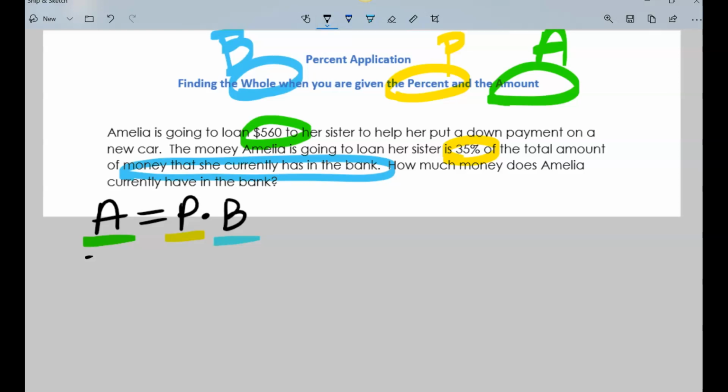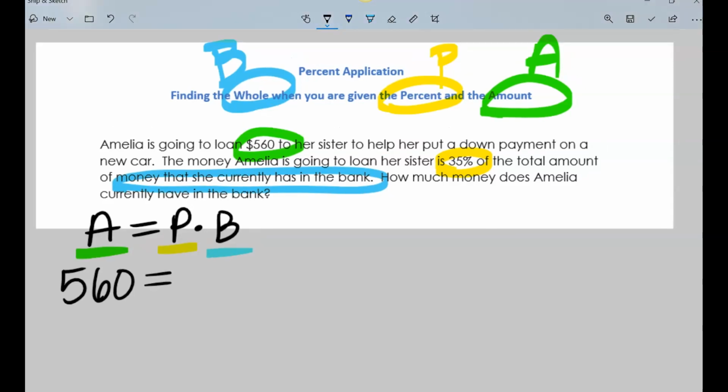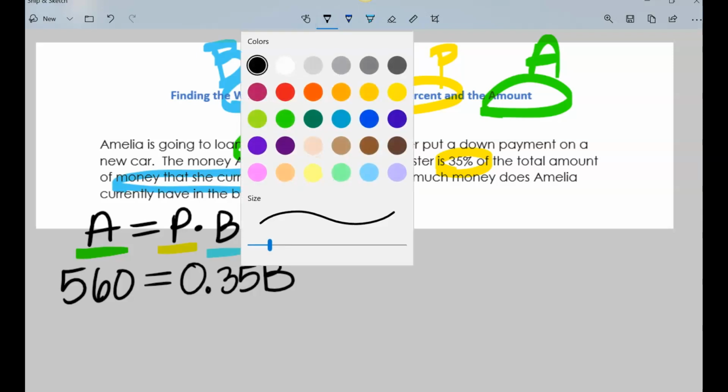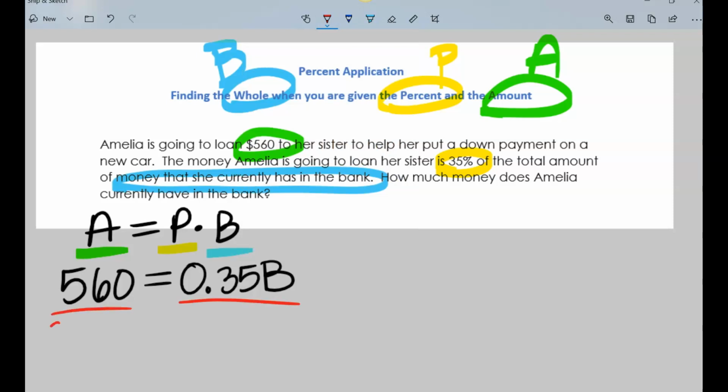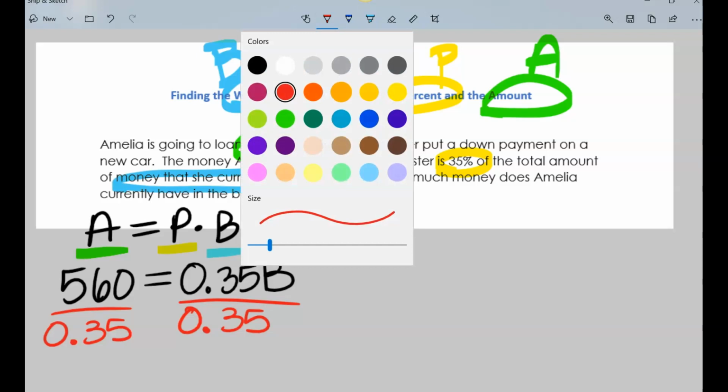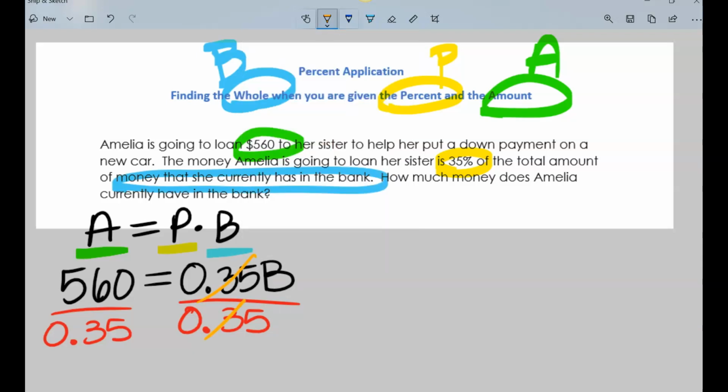All right, so the amount is $560. We know that it's 35%. So if you remember what I said in the earlier video, we have to turn the percentage into a decimal. And we're trying to figure out what that base is. So 35% of what? What am I multiplying 0.35 by in order to obtain $560? So to isolate the B value in this case, I want to divide both sides of my equation by 0.35. And then what that allows me to do is divide out common factors.